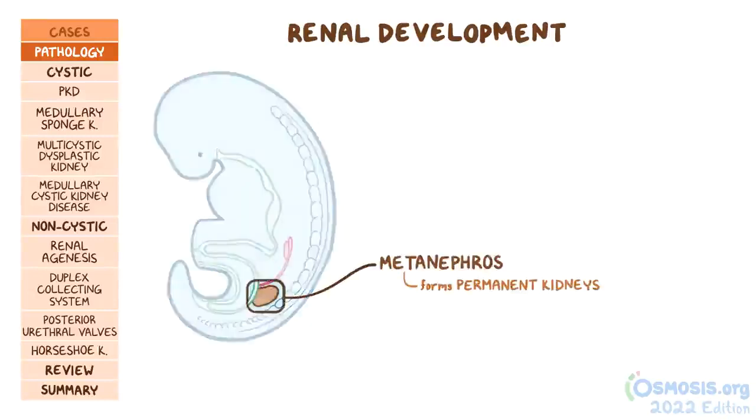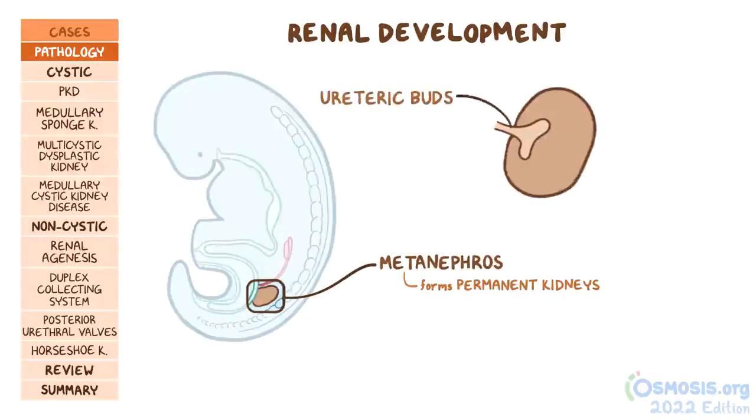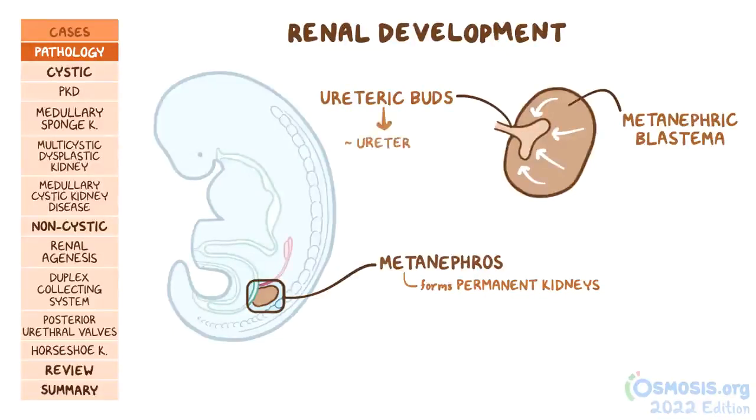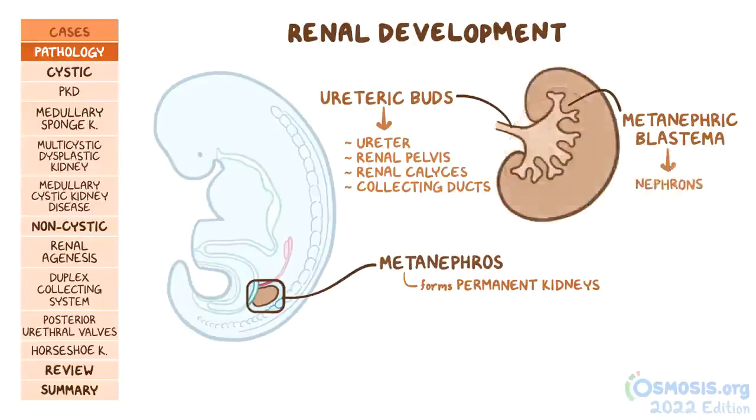Alright, the metanephros sprout small buds called the ureteric buds. At the same time, the intermediate mesoderm gives rise to another tissue called the metanephric blastema. The blastema releases growth factors that stimulate the ureteric bud to become the ureter, the renal pelvis, the renal calyces, and the collecting ducts. Meanwhile, the ureteric bud releases growth factors that cause the metanephric blastema to develop into nephrons.